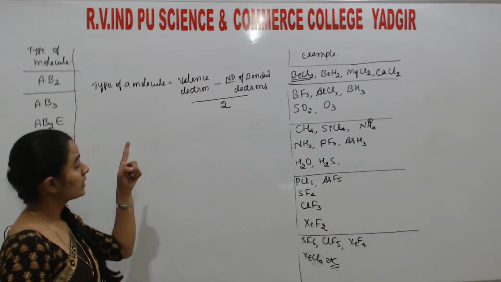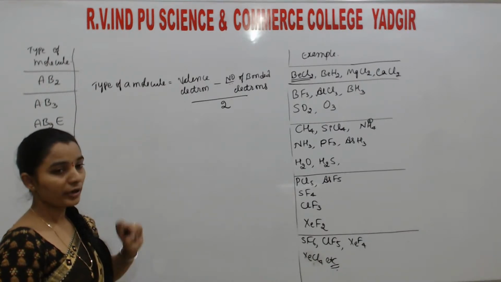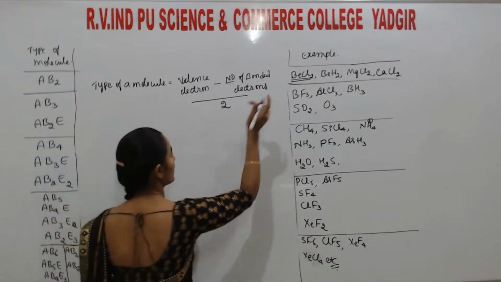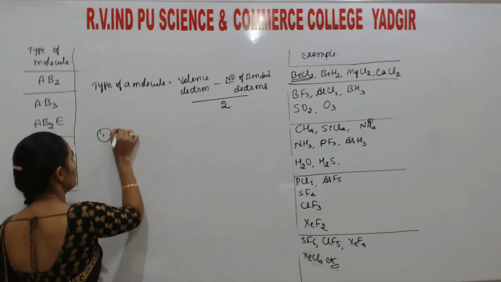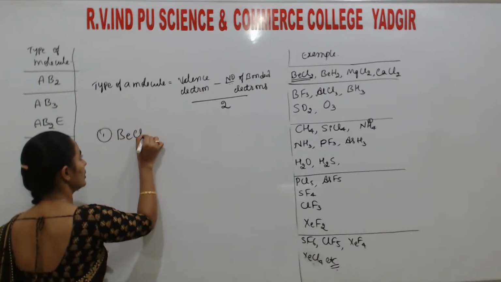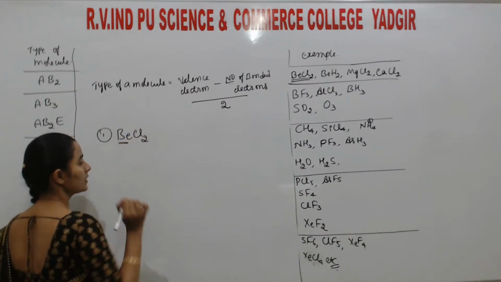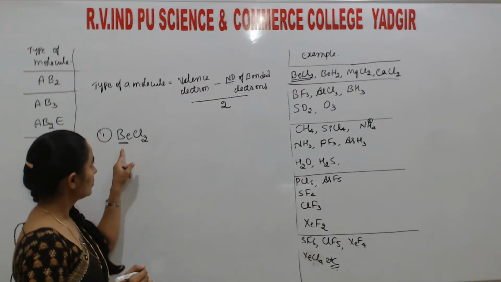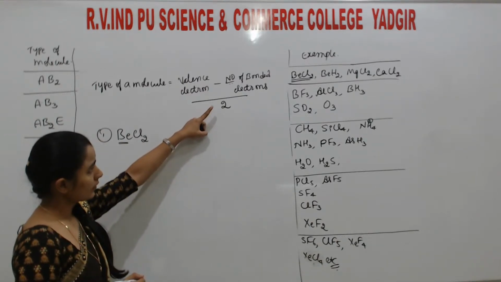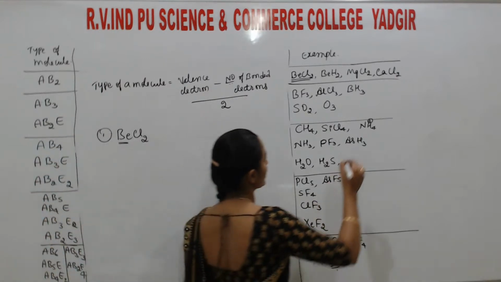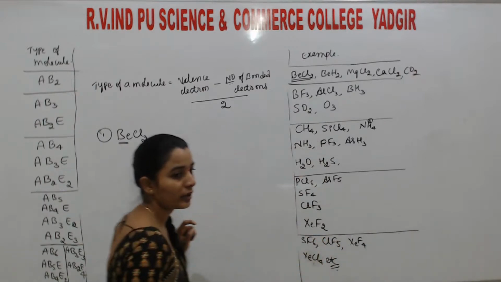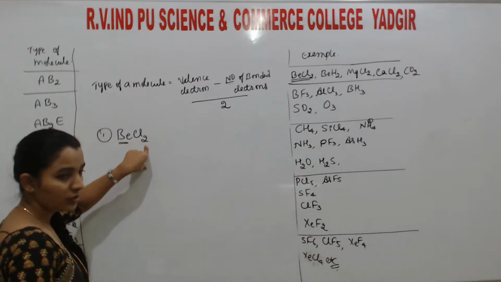Okay, valence electrons, number of bonded electrons divided by 2. So students, I'll take the example BeCl2 here. So this is the central metal atom. For that, we need to write the... So here I'll take another one, CO2 also. Later I will write. So BeCl2 is there.